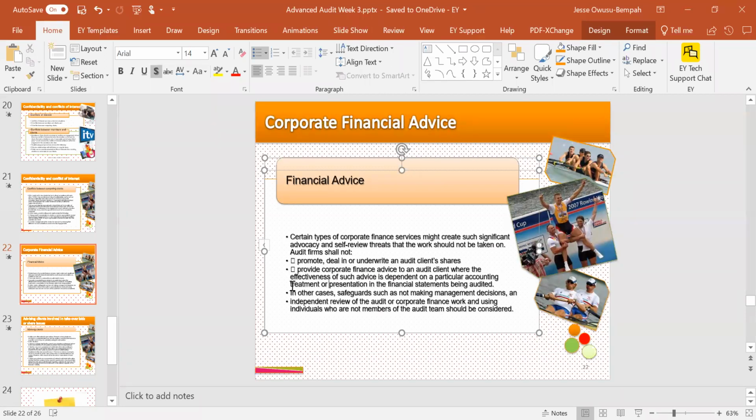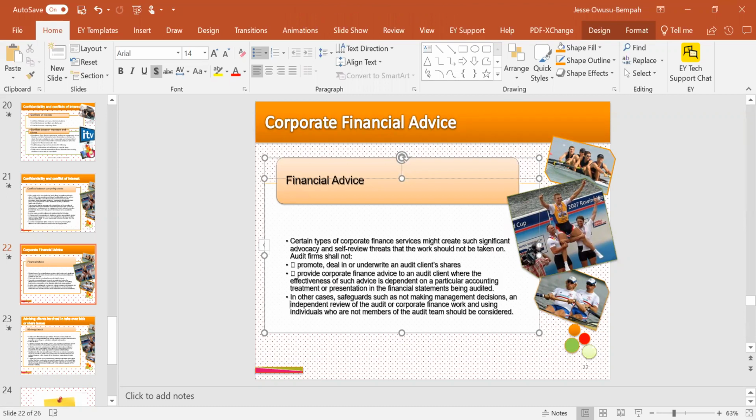If you're involved in the auditing of the financial statements, then you should not be giving finance advice. It will impair your independence. That's very, very important. So the auditor should always be on the lookout for that.